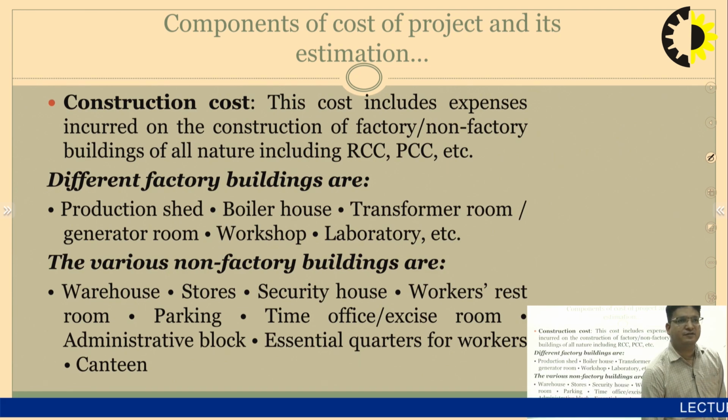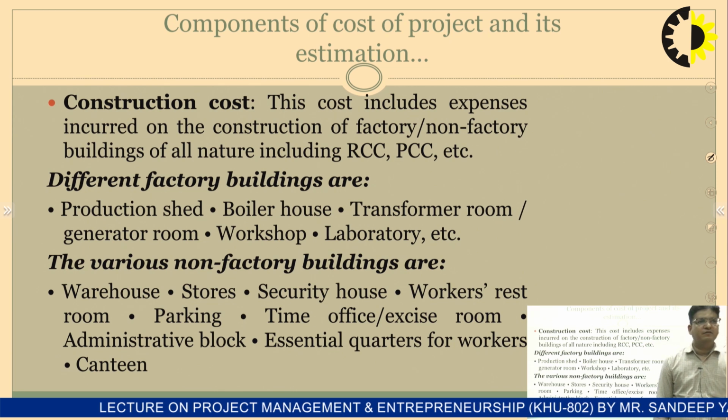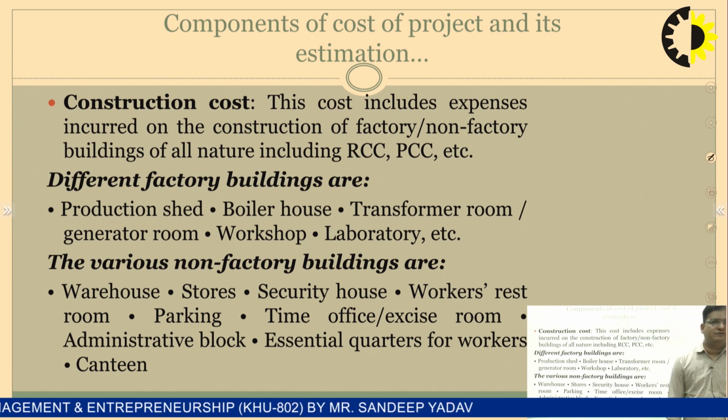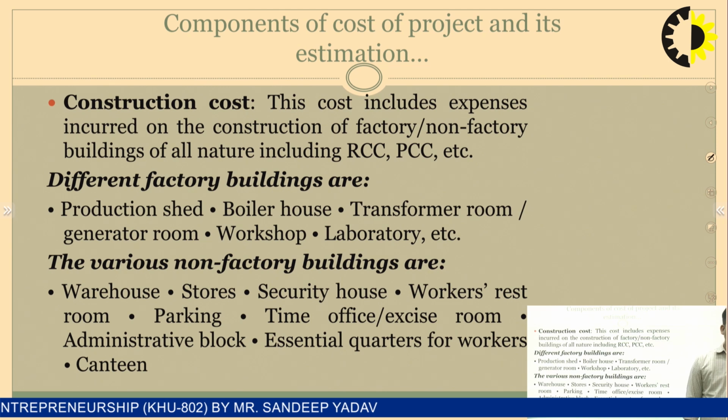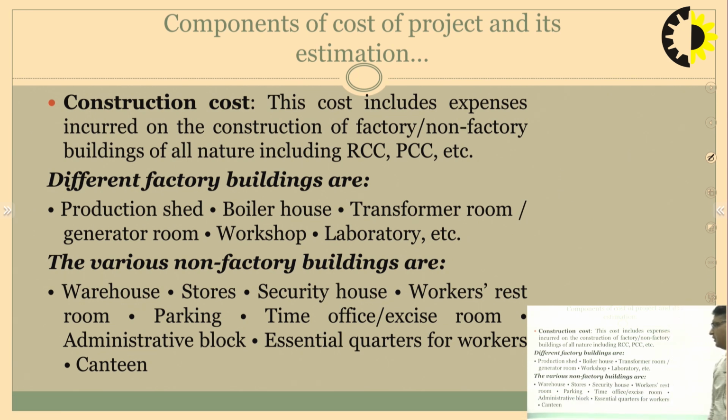Next is the construction cost. Well, this includes all the expenses incurred on the construction of factory and non-factory buildings of all natures, including RCC and PCC. Now, what are the factory buildings? For example, a production shed, a boiler, a transformer room, a generator room, workshop and laboratory. These are the factory buildings, the essential components where the production needs to be carried out.